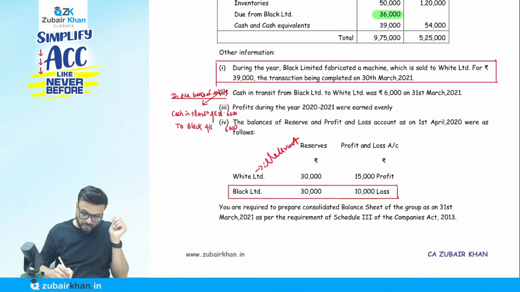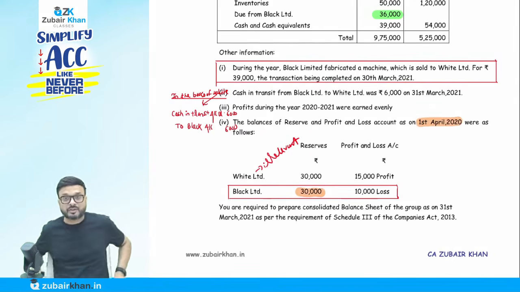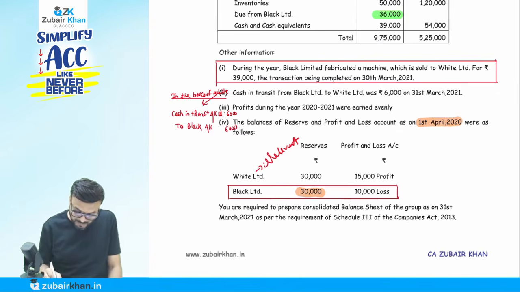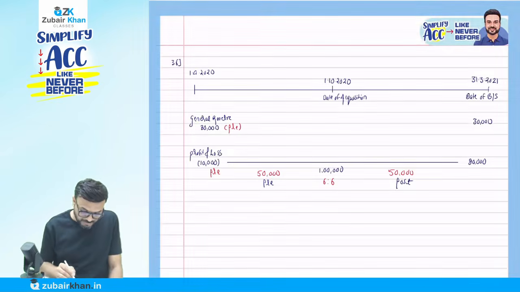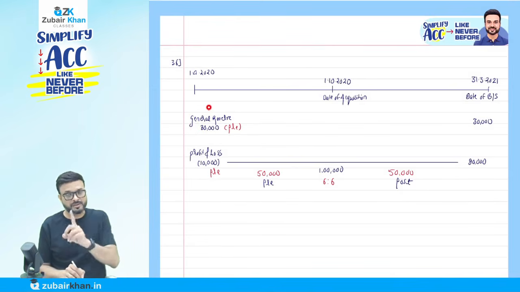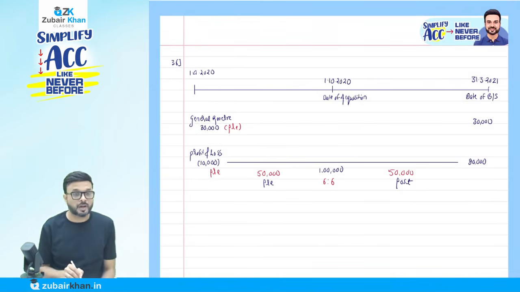They have a reserve of 30,000 at the start. They have given the date 1st of April 2020. So they have the reserve of 30,000. Now let me write it down here. You can see that I have written the general reserve here as 30,000. Just listen first, then pause the video and write it down later. So we have a general reserve of 30,000 at the starting.